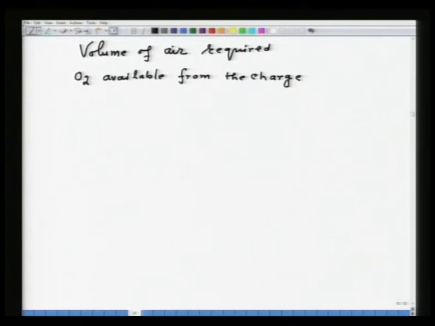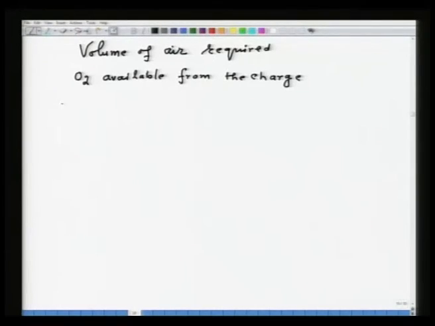Because SiO2 is reduced with carbon, you have silicon. That means some amount of carbon has already reacted with the oxygen of SiO2. So, that much amount of oxygen which is available from the charge will not be supplied by air. So, in order to calculate the volume of air, it is necessary to calculate the oxygen available from the charge, and then the oxygen from air.